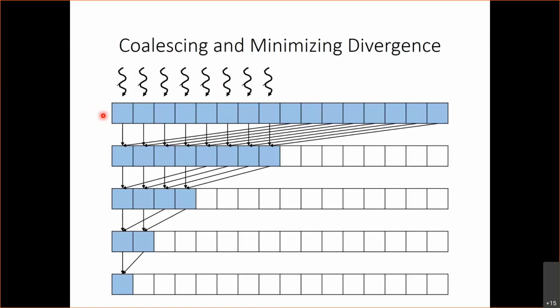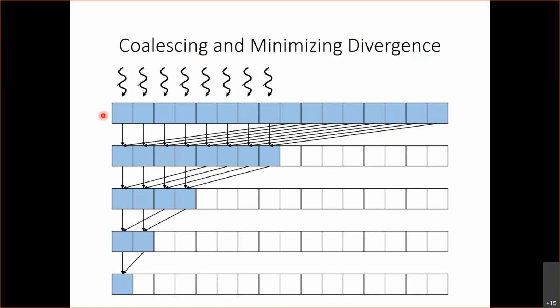Professor? Yes? Just in this example, for the first step, wouldn't it have been better from a memory coalescing perspective to have each thread process one element and the element right next to it, kind of like what we did last time, instead of having each thread process one element at one position and the other one say 1024 elements away?